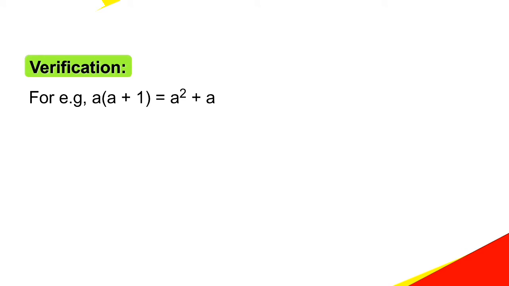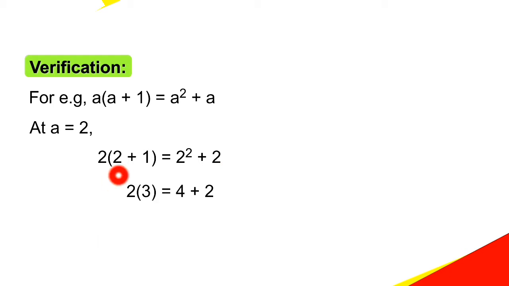Now we are going to do verification. For example, a into a plus 1 is equals to a square plus a. Now we are going to take a is equals to 2. Instead of a, we are going to substitute 2. So 2 into 2 plus 1 is equals to a square, in the sense 2 square plus 2.